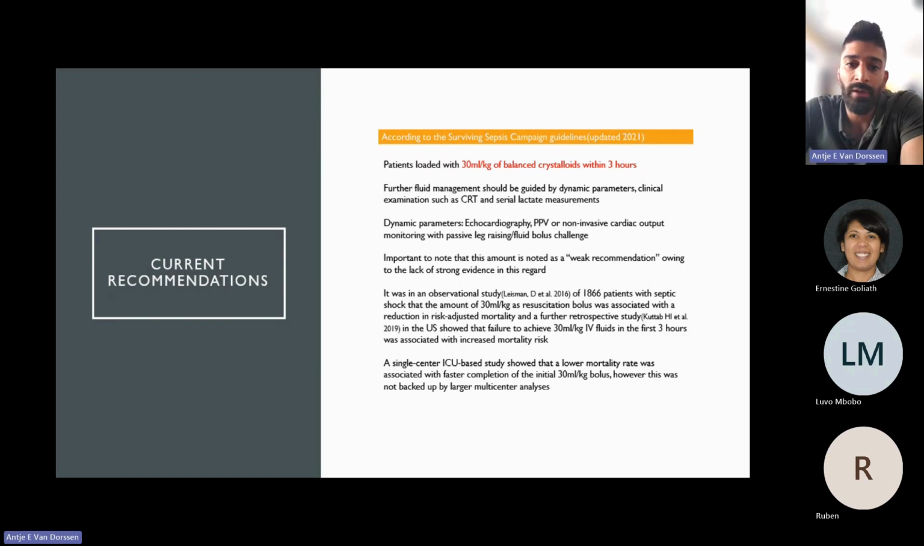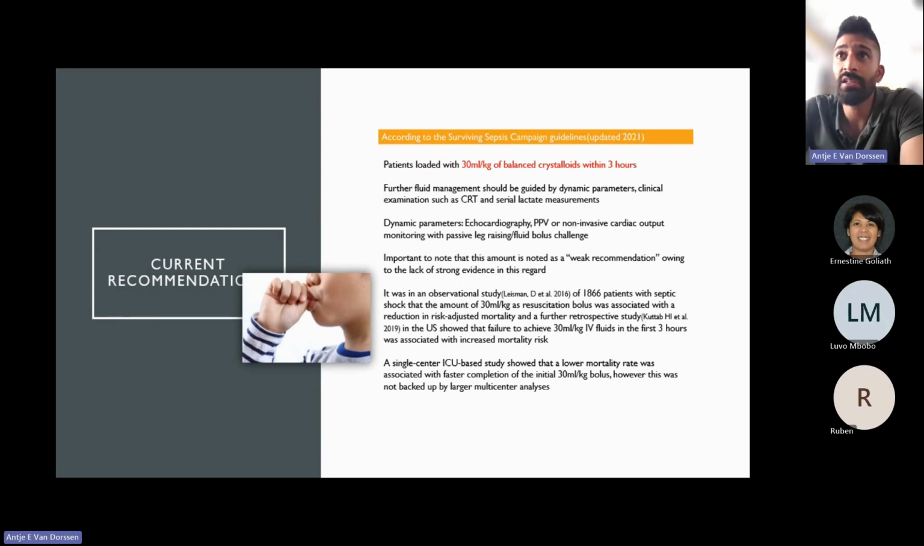It's important to note that they documented this recommendation as a weak recommendation owing to the lack of strong evidence in this regard. So they actually didn't just thumbsuck this value. It was an observational study done in 2016 of about 1,800 patients with septic shock, where they used the amount of 30 mL per kilogram as a resuscitation bolus, and it was associated with a reduction in risk-adjusted mortality.